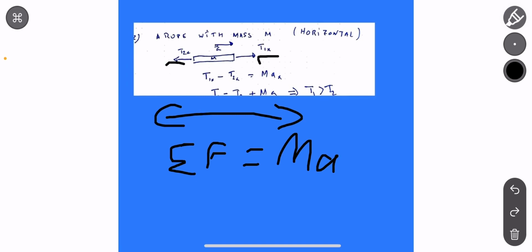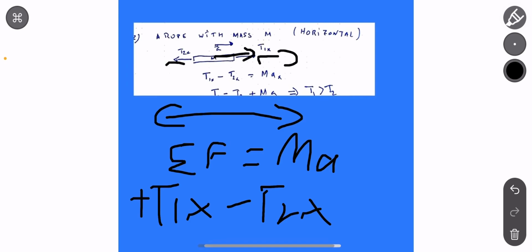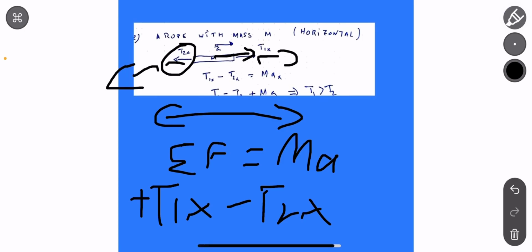So the equation for ma should look like this: positive T1x minus T2x. It is positive because T1 is going in the positive direction, and the a is also going toward the positive direction, and T2 is negative because T2 is going in the negative direction. So now that we got that out of the way, positive T1x minus T2x is going to be equal to ma, and that's essentially going to be our answer.